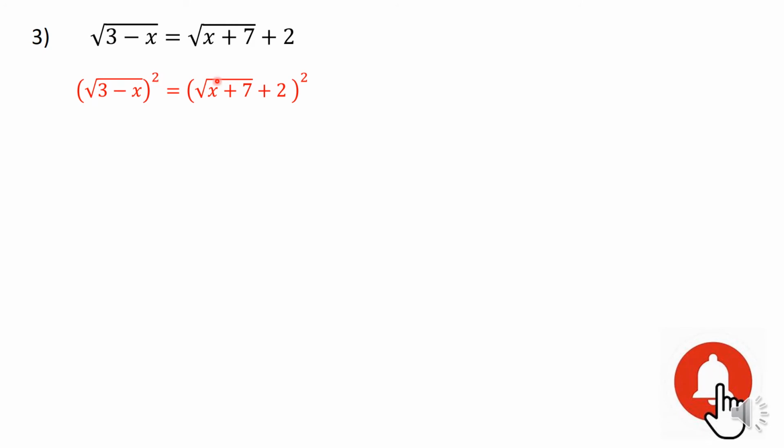Right, so if you square both sides, this is going to give you nothing but 3 minus x on the left. And on the right here, you have to be very careful when you are doing this. This square root of x plus 7 just becomes x plus 7. Then twice the product, 2 times 2 times that, gives me the 4 square root of x plus 7. And plus the square of the last term.